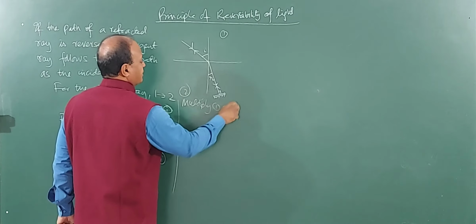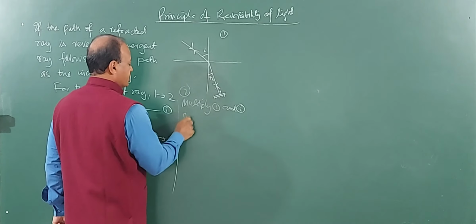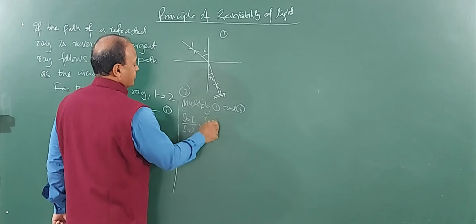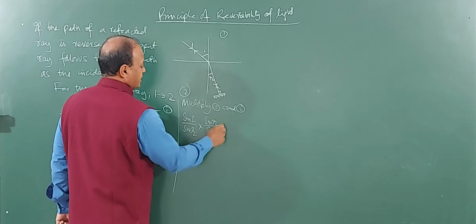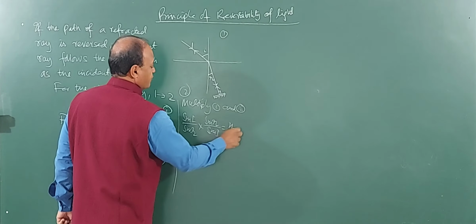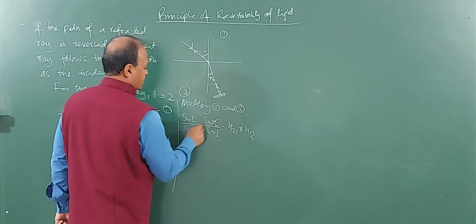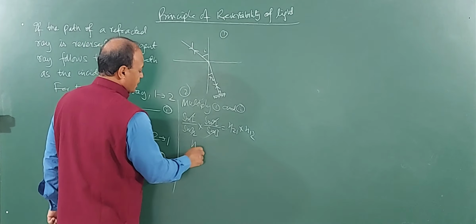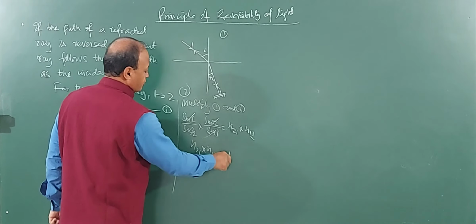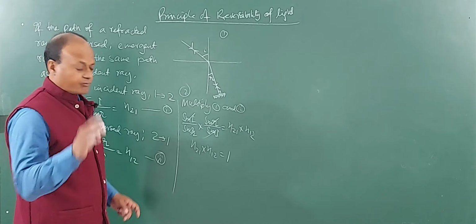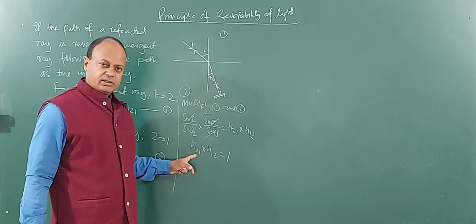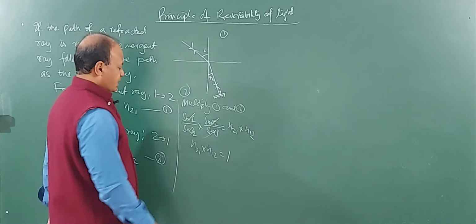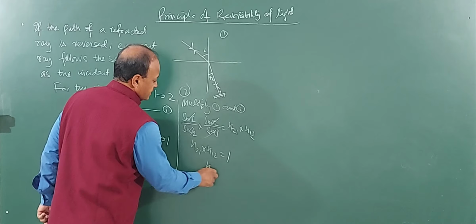Multiply 1 and 2. Then we will be getting sin i divided by sin r into sin r divided by sin i, that will be equal to n21 into n12. Now these two will cancel out. So what will I get? n21 into n12 is equal to 1. Refractive index of 2 with respect to 1 multiplied by refractive index of 1 with respect to 2 is how much? 1.